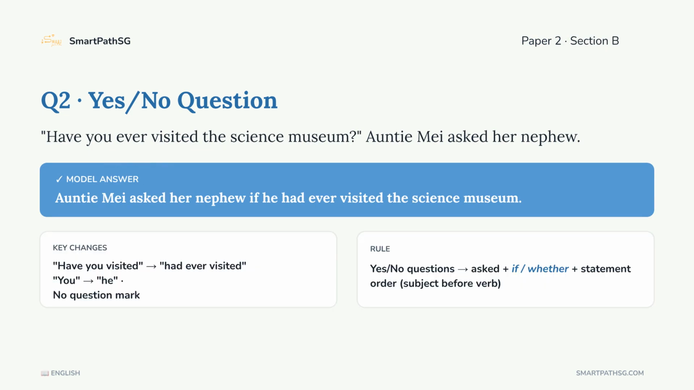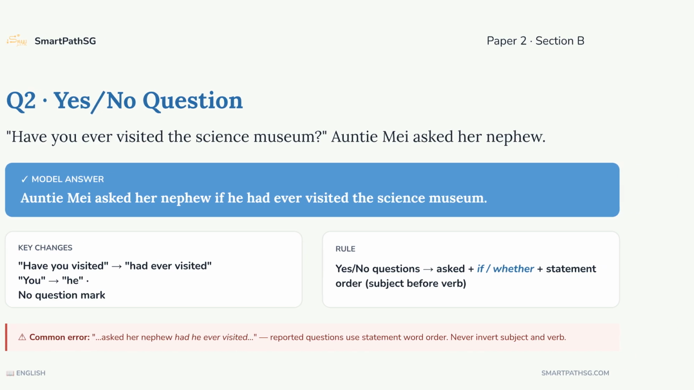We use if or whether to introduce this reported question. Have you visited is present perfect, so it backshifts to past perfect. Had ever visited. Most importantly, there is no question mark. Reported questions use statement word order, meaning the subject, he, comes before the verb, had visited.